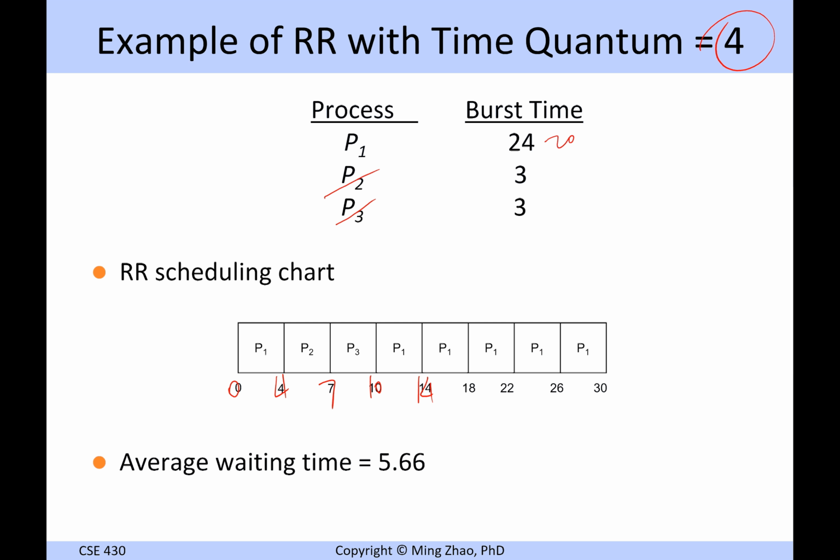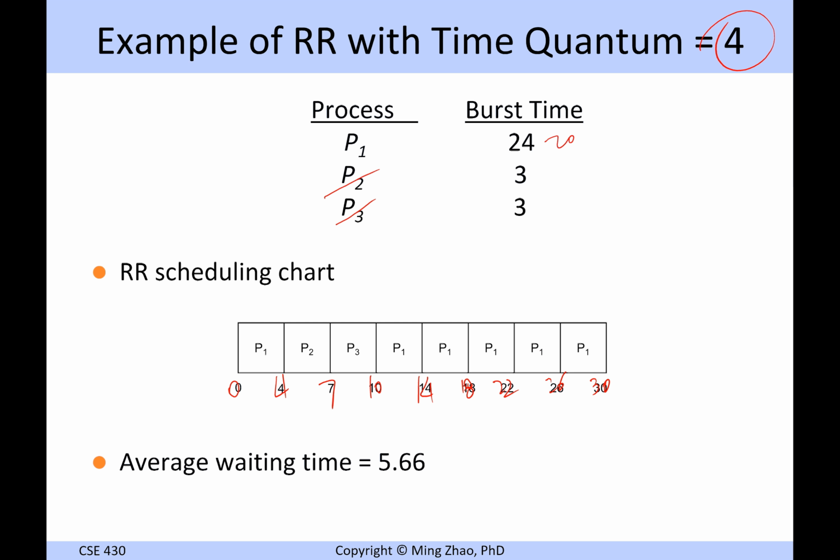Although P2 and P3 are done, other processes, for example, P4, P5 may come while P1 is running. So we still have to make a scheduling decision every time the time quantum is used up. That is why we have to keep doing that. So we schedule P1 for one time quantum, and we check on the remaining processes. We still have just P1, so we schedule P1 again for another time quantum, and we keep doing this, quantum by quantum, until we finish the entire CPU burst for P1.